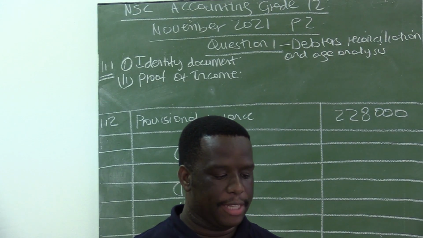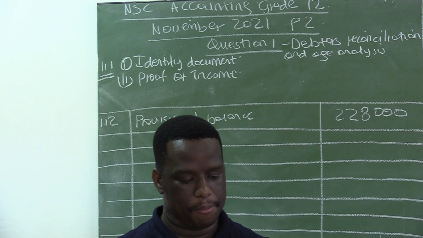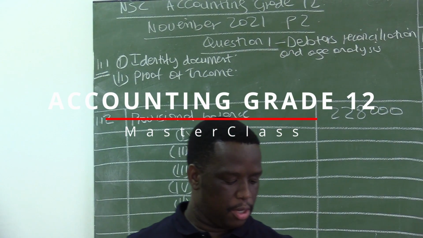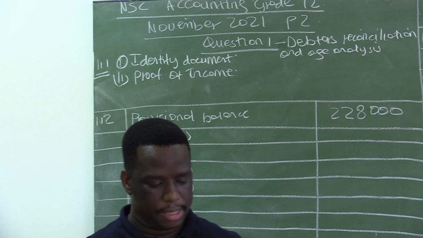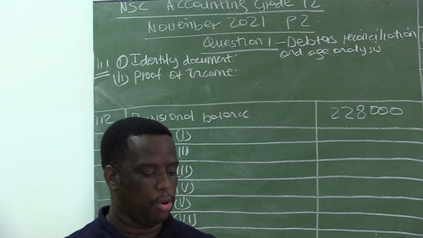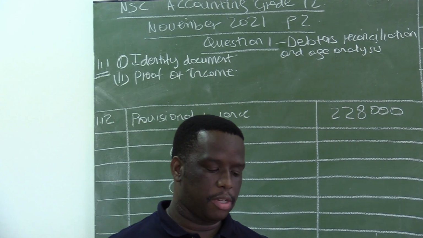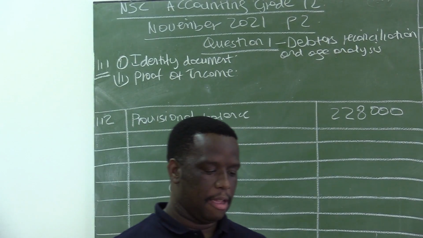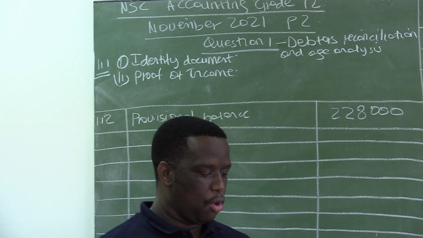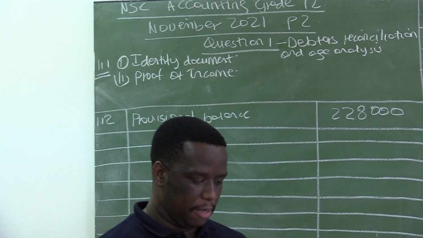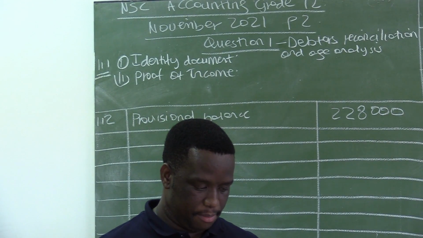1.2, it says refer to information A and B. Use the table provided in the answer book to calculate the following. The correct closing balance of the debtors control account on the 30th of September 2021. Indicate changes with a plus for an increase, minus for a decrease, or a 0 for no change. The correct amount owed by the following debtors only: A.